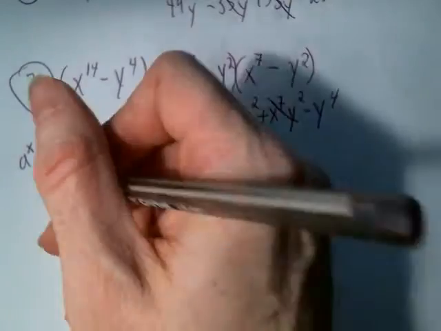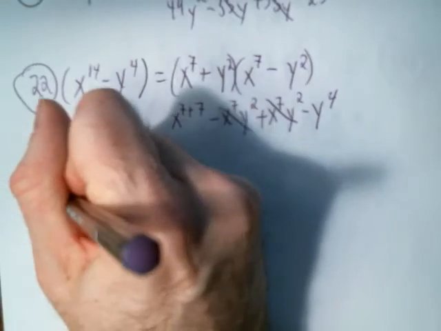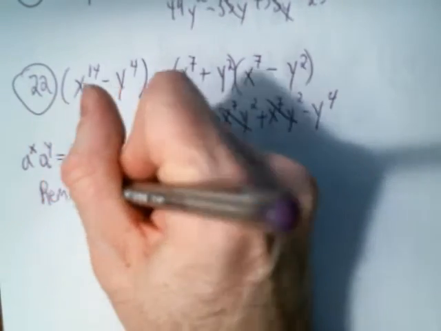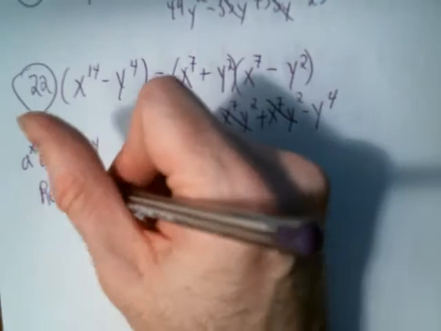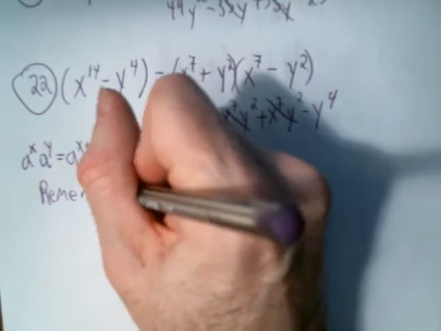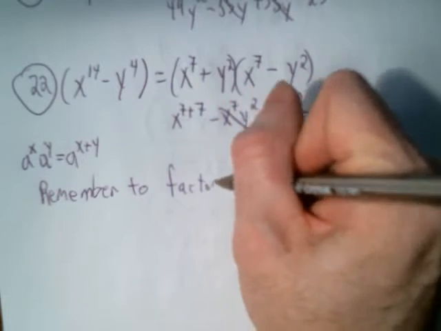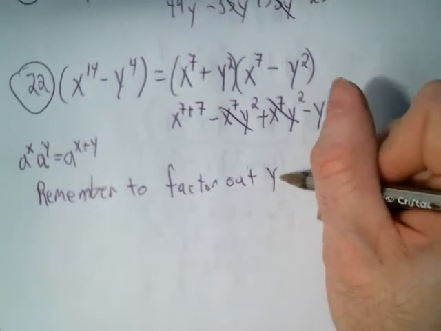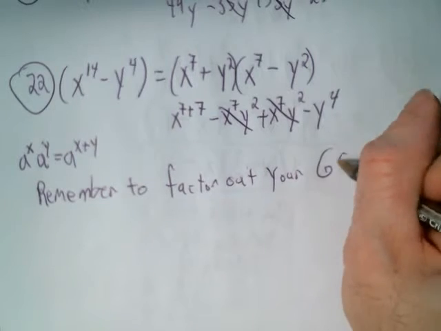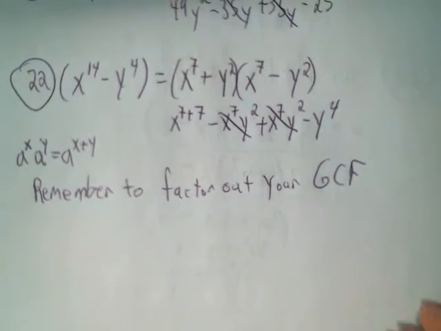Remember to factor out your GCFs first. So that's always your first sort of law or your first rule. Remember to factor out your GCF first.